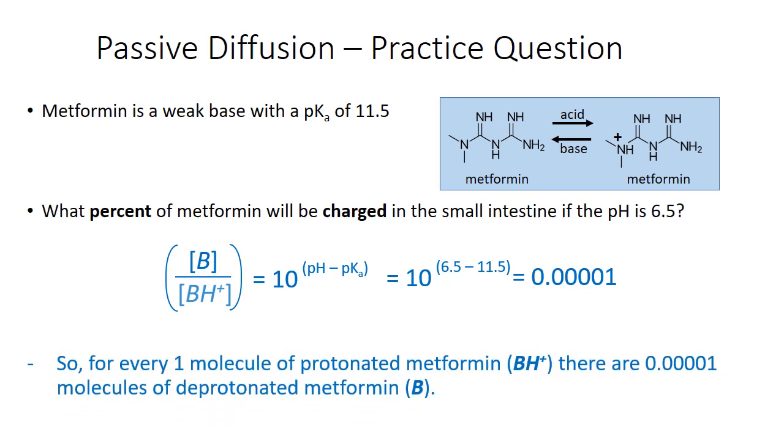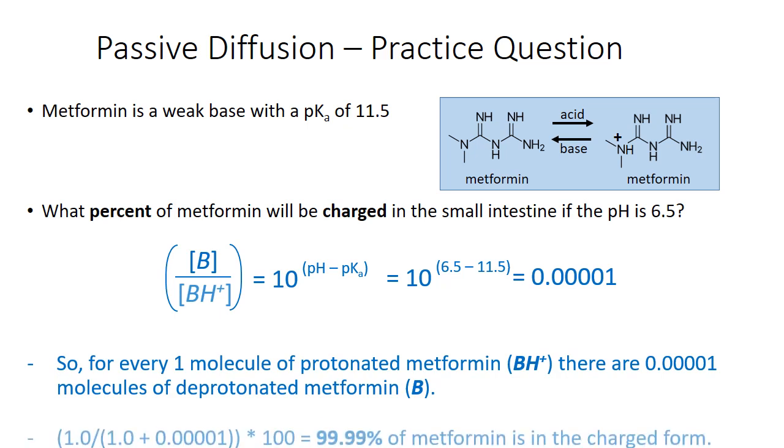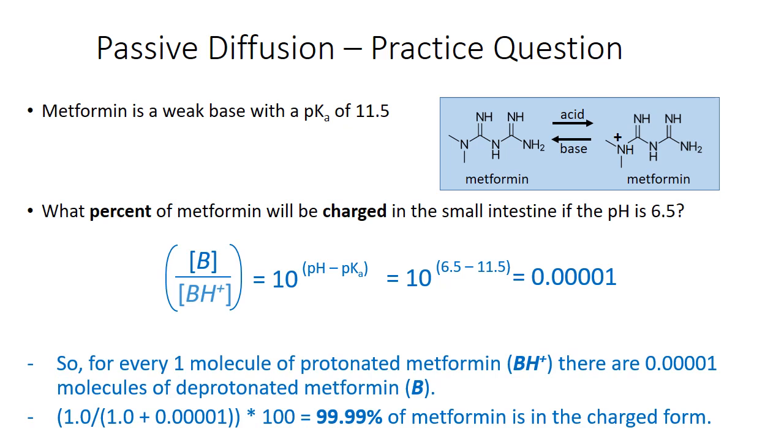So for every one molecule of protonated metformin, there are 0.00001 molecules deprotonated. And that means 99.99% of metformin is in the charged form. So you might think, well, okay, if the small intestine is normally like 6 to 7, how do we even absorb metformin? And that's going to be a good question, and hopefully you've been thinking about that. And the answer will be coming up.